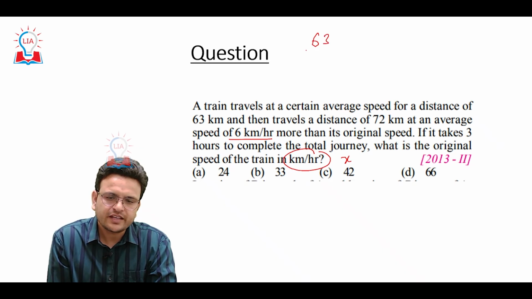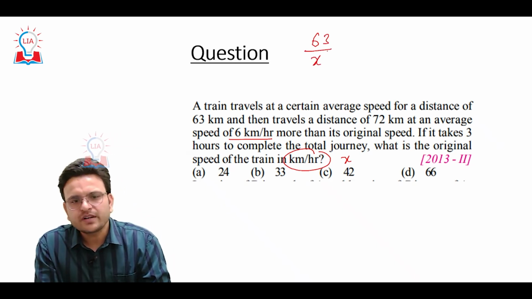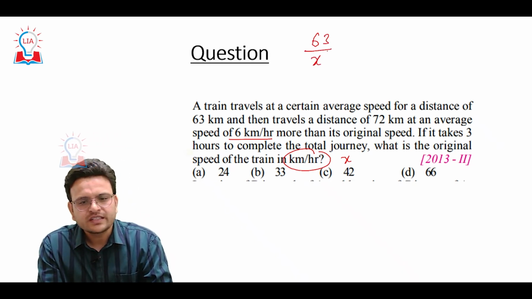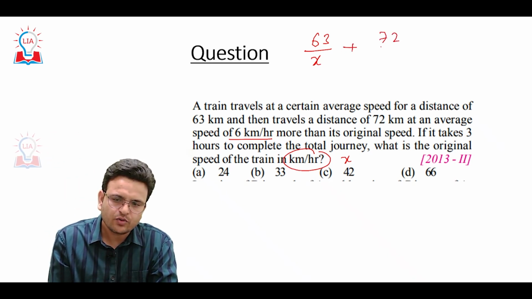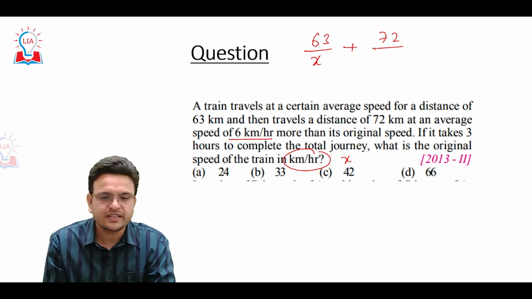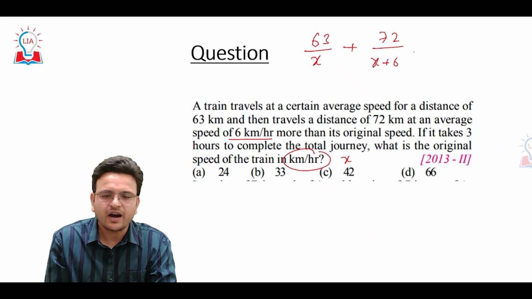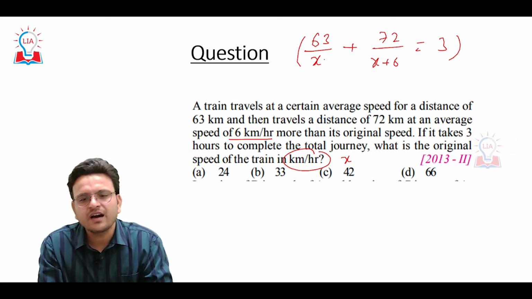For 63, how much time will it take to cover 63 kilometer? 63 means distance upon speed. Again 72 kilometer, the speed has increased by 6 kilometer per hour, and total time taken is 3 hours. If you solve this particular equation, you will get the answer here.